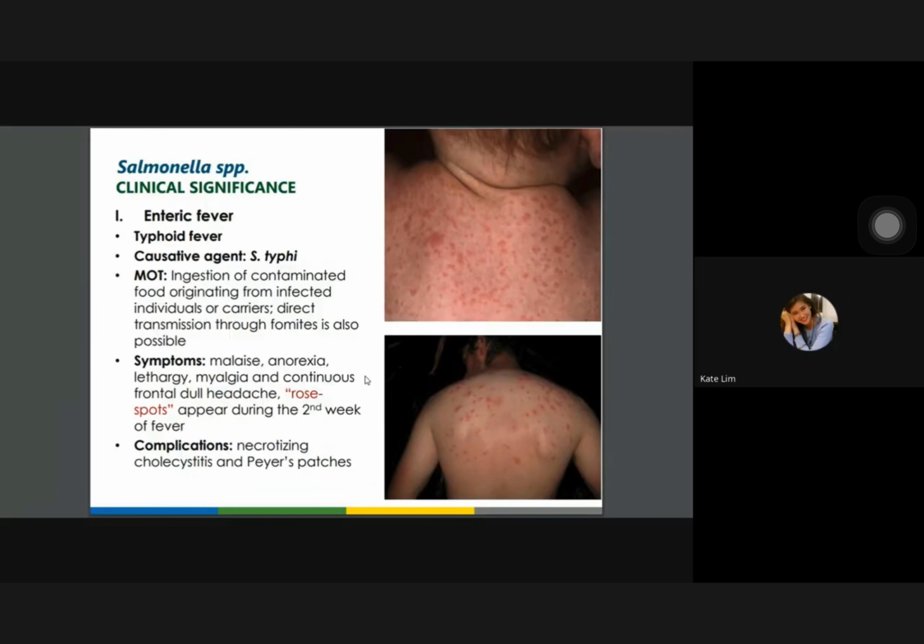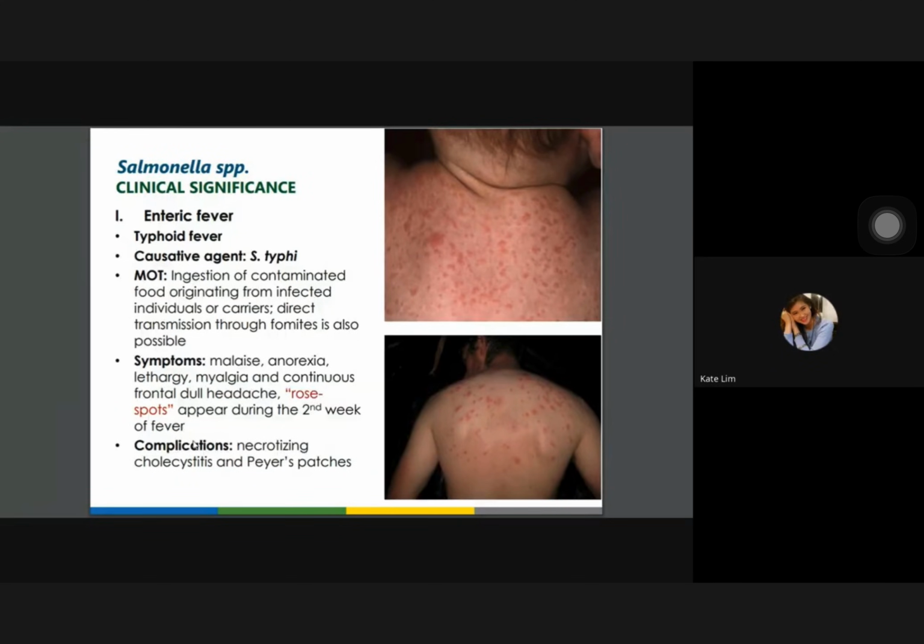Aside from that, a notable sign to look out for is the rose spots, which happen during the second week of fever. There are also complications. If enteric fever is not treated, it can lead to serious complications, an example of which involves your Peyer's patches. Peyer's patches are lymphatic tissue in your intestines, and the infection can cause necrotizing cholecystitis and Peyer's patches problems. These are more severe digestive problems. Cholecystitis is the inflammation of the gallbladder. Peyer's patches refer to the lymphatic tissues in your intestines, if you remember your histology class.